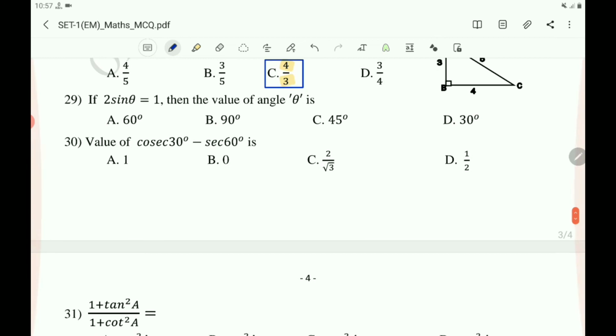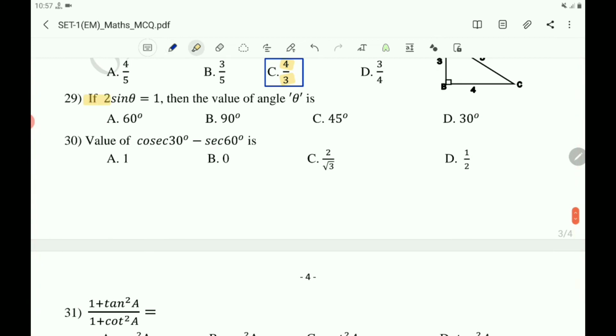Then question number 29. If 2 sin theta equals 1, then the value of angle theta is. 2 sin theta equals 1, then sin theta equals 1 by 2. You know that sin 30 degrees equals 1 by 2. So theta is equal to what? 30 degrees. Option D is the answer. Theta is 30 degrees because sin 30 degrees is 1 by 2.